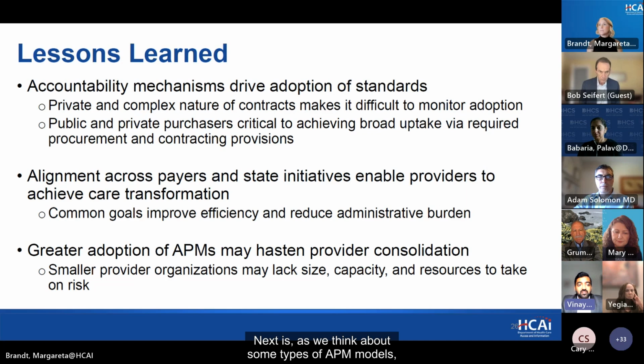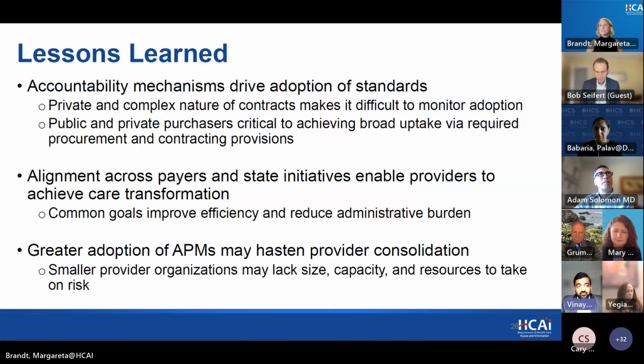Next, some types of APM models are quite difficult for smaller providers to achieve, particularly as we talked about on the data collection and reporting side. It's important for that to be considered as well. To safeguard against that, contracting standards may need to take provider size, capacity, and resources into account.